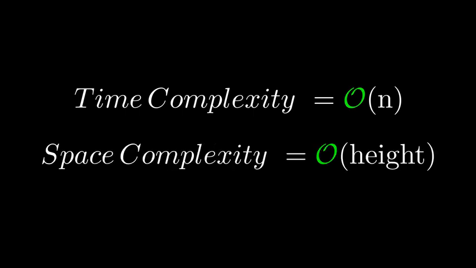However, the space complexity of this operation is still proportional to the height of the tree because the recursion stack only holds information about the current path from the root to a leaf node at any given time. This path's length is equal to the height of the tree, not the total number of nodes.